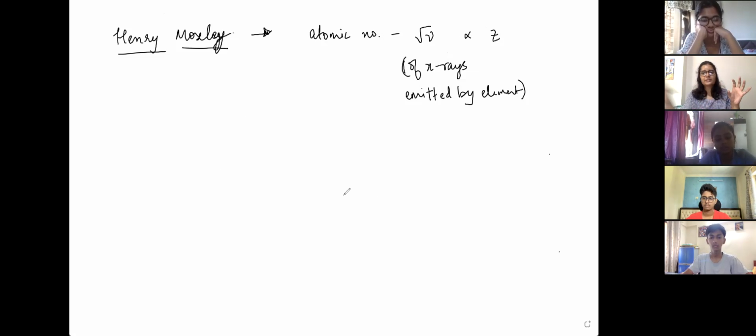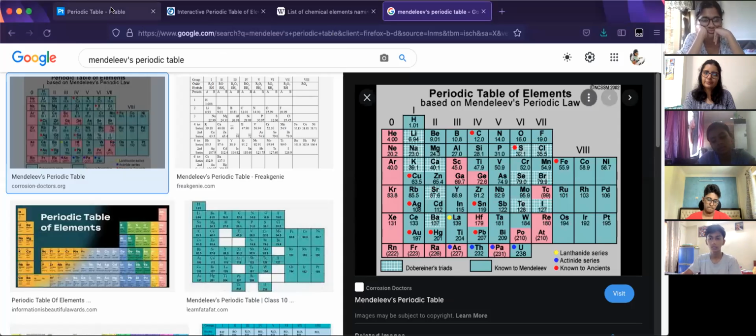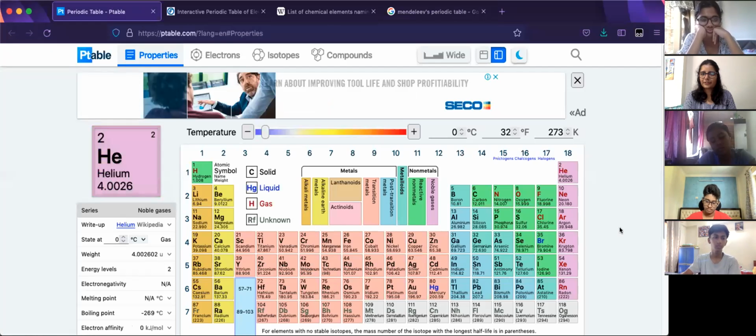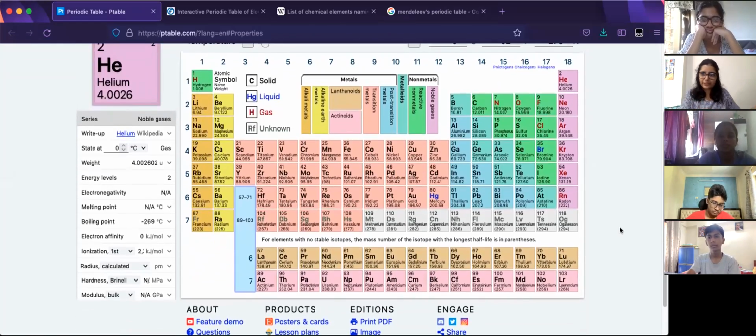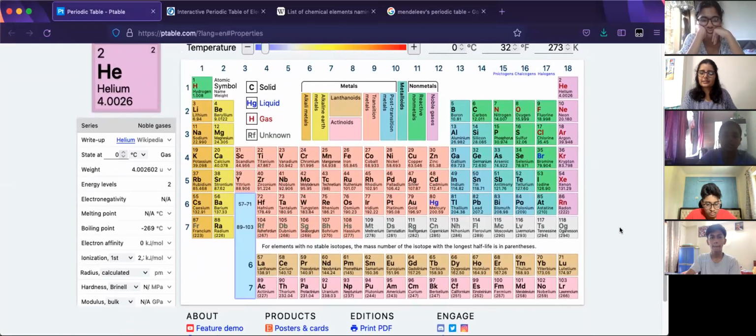He arranged all the elements as per the increasing order of atomic number, and also took care that the similar elements were placed together. It was not like a random table that he created. Okay. And the result of that is your modern version of the periodic table, the one that you guys are all familiar with. So this is like the brief history of the periodic table. This is how it had come to be.